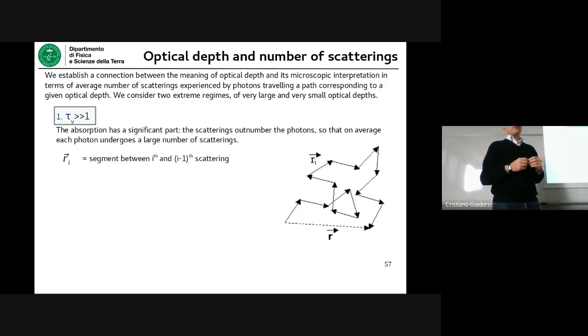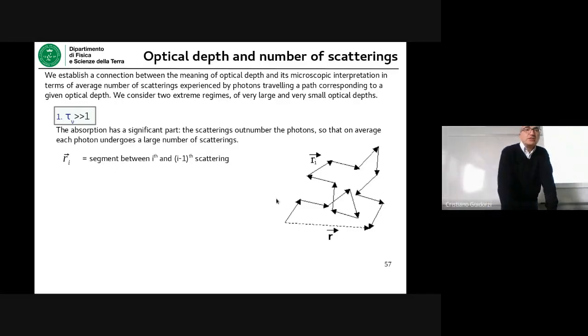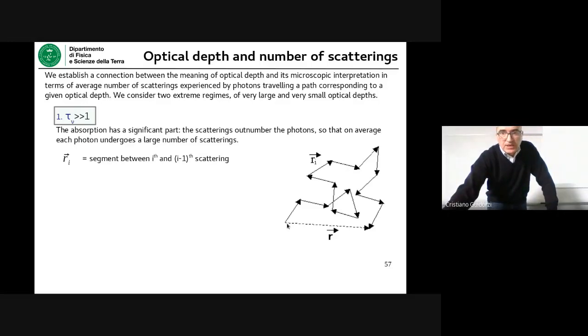We can think of a photon traveling within an optically thick medium as a photon undergoing several scatterings. Let's assume that R_i denotes the path traveled by the photon between scattering number i-1 and the next one, the ith scattering. This is just a single travel. In this figure, you see all these individual segments are paths, portions of the overall path traveled between one scattering and the next. After a relatively large number of scatterings, you are interested in deriving the net traveled path, the one from the very beginning up to the very last scattering, which we call R.